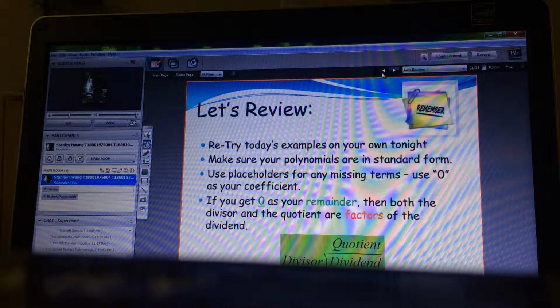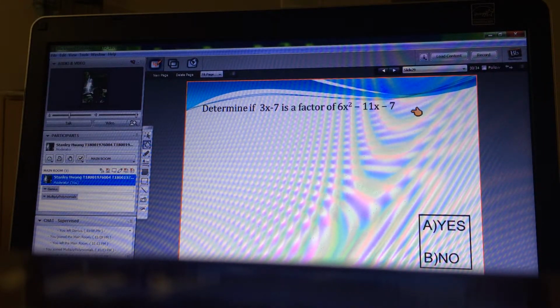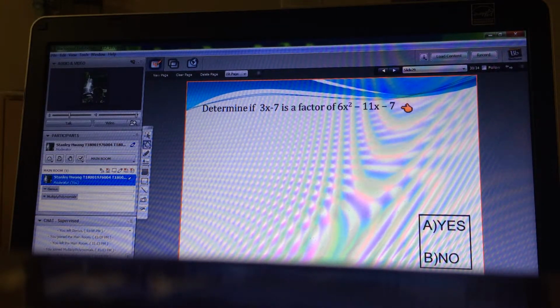Sorry, that's not the right slide. And here's my exit ticket here. So eventually I would have gone over if something like this is a factor of something like this. That means if something is a factor, you get a remainder of 0. If you have a remainder, though, then it is not a factor.